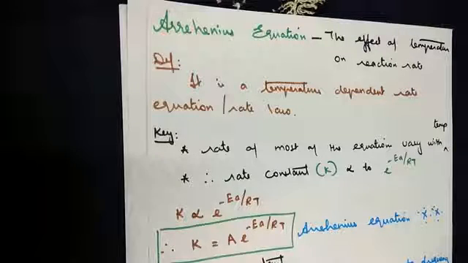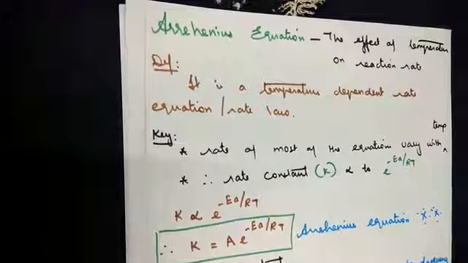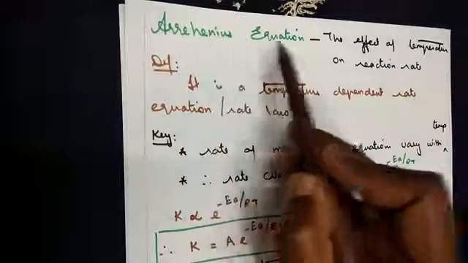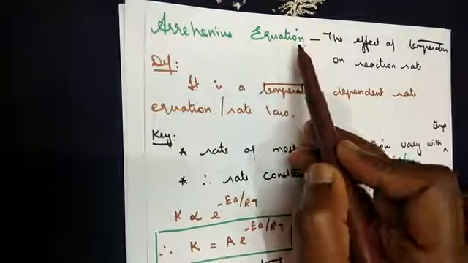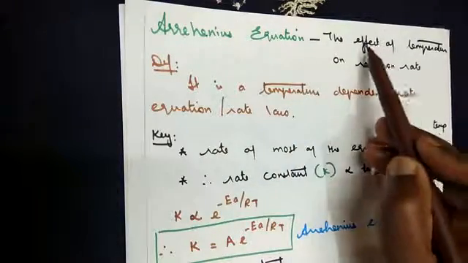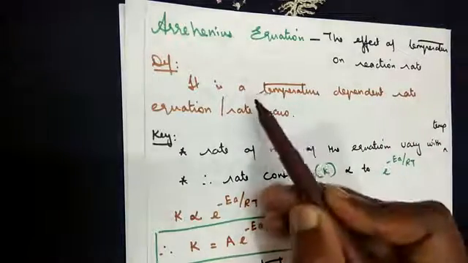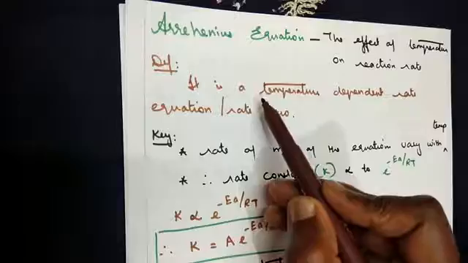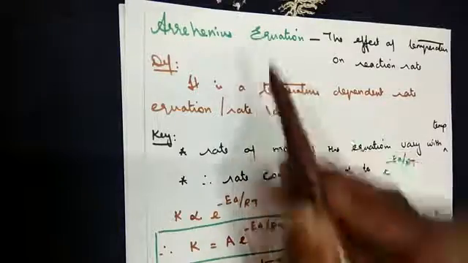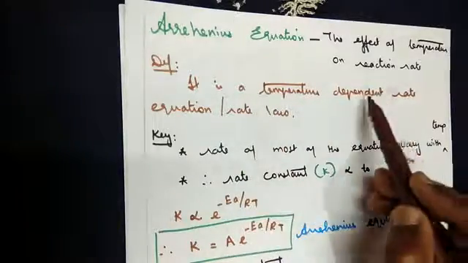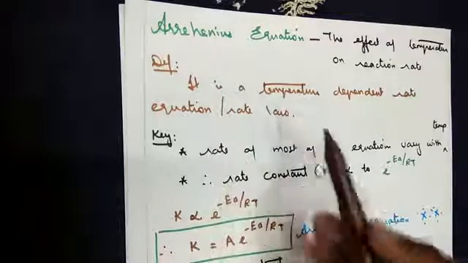Good wishes, dear students. The concept we will be learning in today's class is the Arrhenius equation. This equation talks about the effect of temperature on a reaction rate. Moving on to the definition of it, it's a very simple one. This particular equation is a temperature dependent rate equation or a rate law.